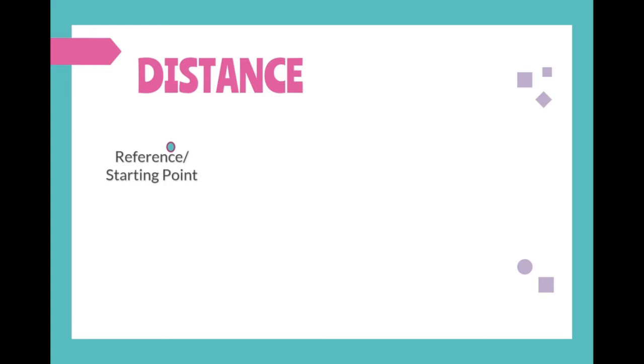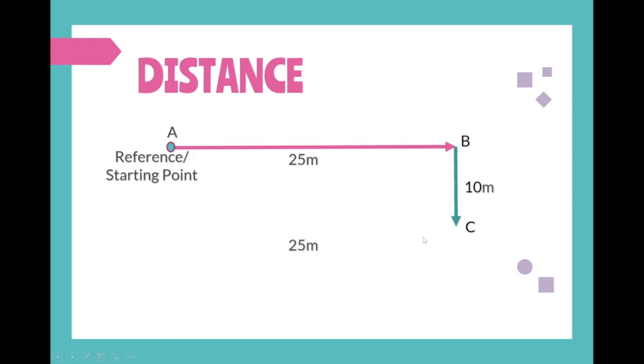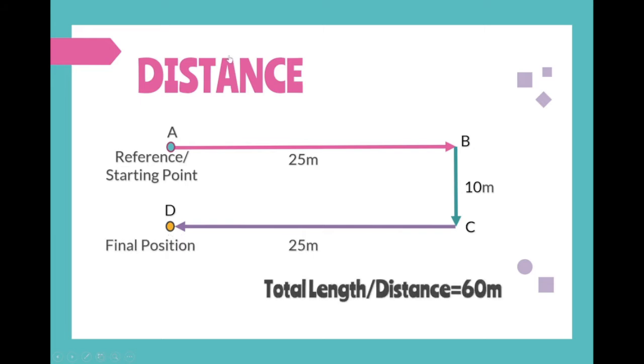Let's move forward. To visualize the distance covered, illustrating the motion of a body is necessary. Having the reference point, suppose that a body moves 25 meters to the right, illustrated from point A to point B. Then, it moves 10 meters downward, moving from point B to point C. Lastly, it moves 25 meters to the left, moving from point C to point D at the final position. The total distance covered must be 60 meters.